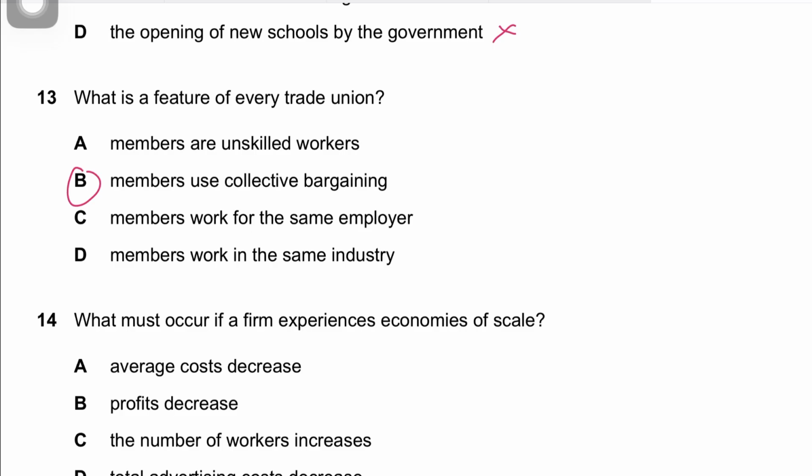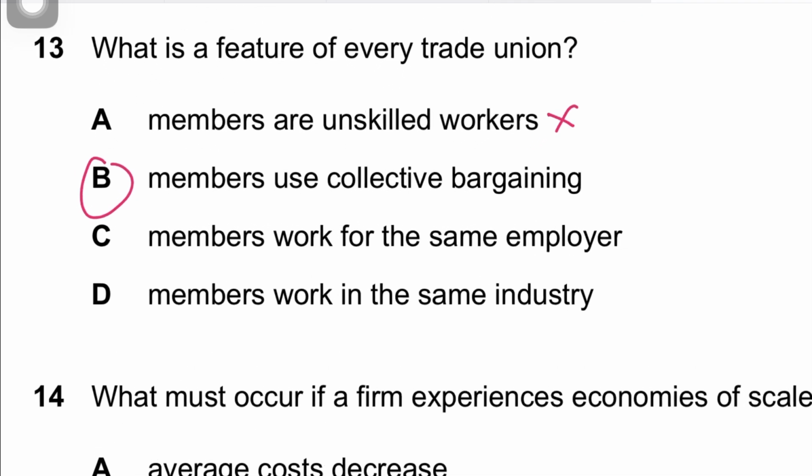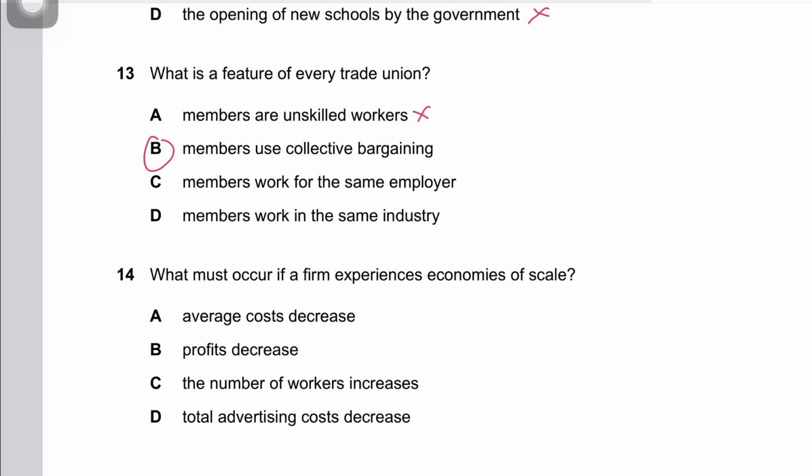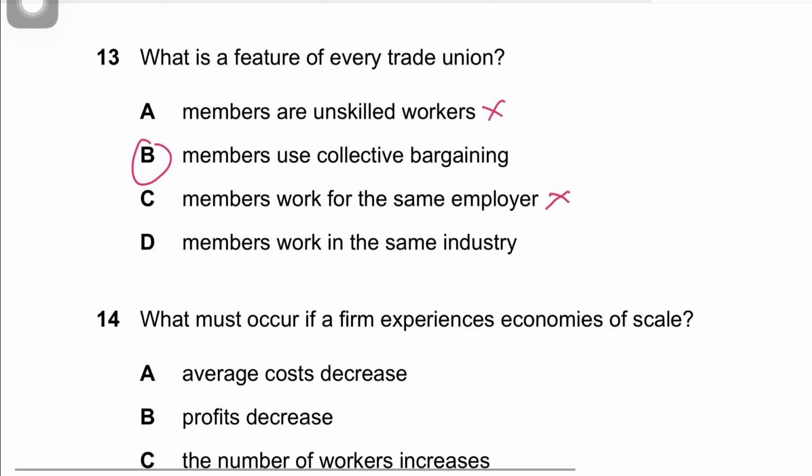A is wrong because, see, trade union members are not always unskilled workers. Many skilled workers belong to trade unions as well. Teachers, doctors, pilots, engineers may even belong to trade unions. C is incorrect as well because trade union members do not have to work for the same employer. Workers from different employers can belong to the same trade union, right?